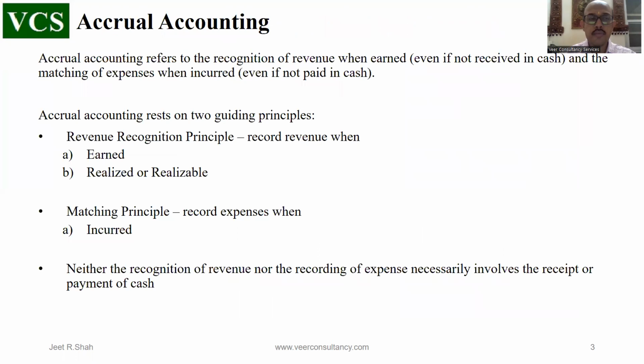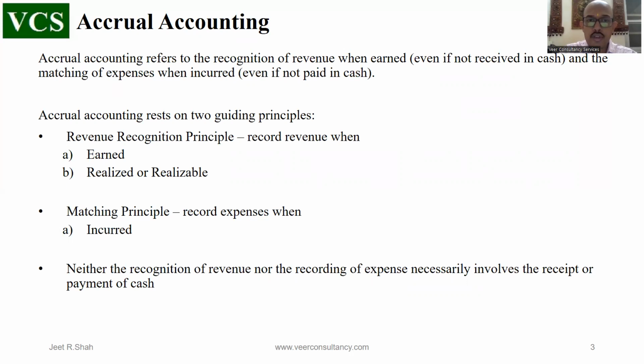What is the accrual method? Accrual accounting refers to the recognition of revenues when earned, even if not received in cash, and the matching of the expenses when incurred, even if not paid in cash. So whether you have received the money or not is not important. Whether you have paid the money or not is not important. The accrual accounting rests on two guiding principles. Principle number one, revenue recognition principle, and principle number two is the matching principle.